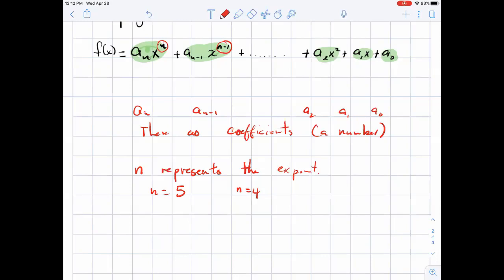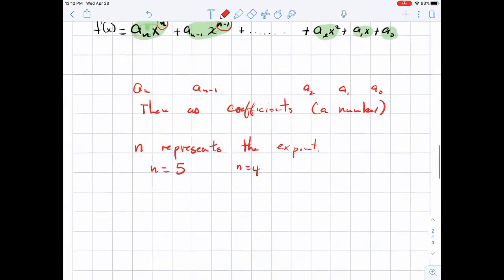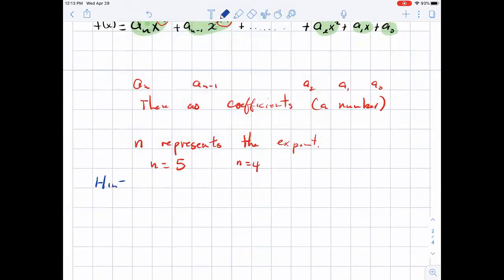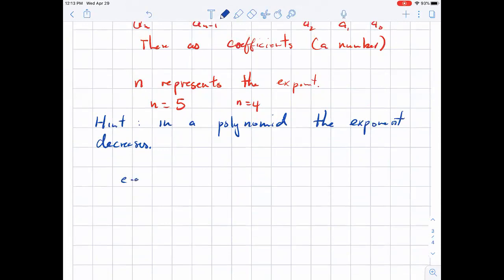So the point of a polynomial to note, a little hint, is that in a polynomial the powers, or the exponents, decrease. So for example, f of x equals 5x to the 7th plus 3x to the 6th plus or minus, it doesn't have to be all pluses, minus 2x squared plus 7. This is an example of a polynomial.